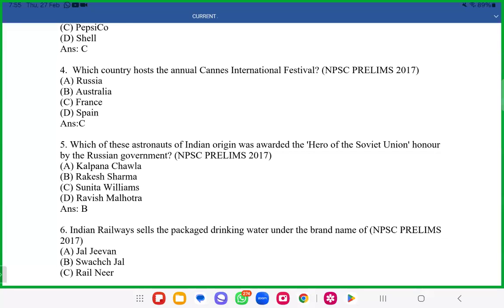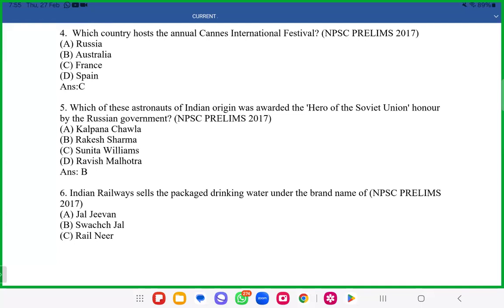International Cannes Festival, then we have the Kiki Festival as well. Different awards again. Which of these astronauts of Indian origin was awarded the Hero of the Soviet Union honor by the Russian government?